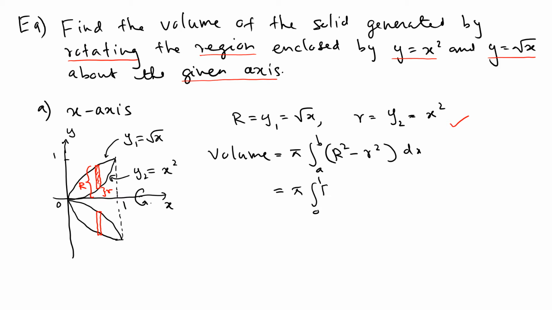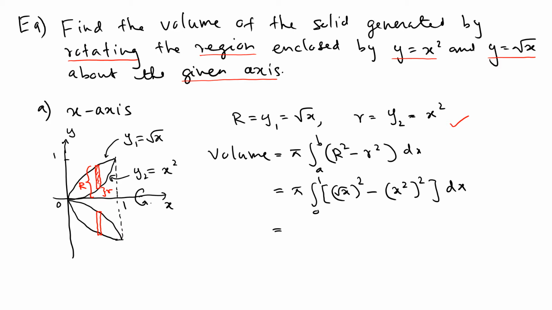And then let's plug in. Large R is square root x, so it is square root x squared, minus small r, which is x squared, we square that too. So that's what you get. So that is the formula. So if you want to set up the formula, you're done. That's the formula. But we're going to complete the problem.